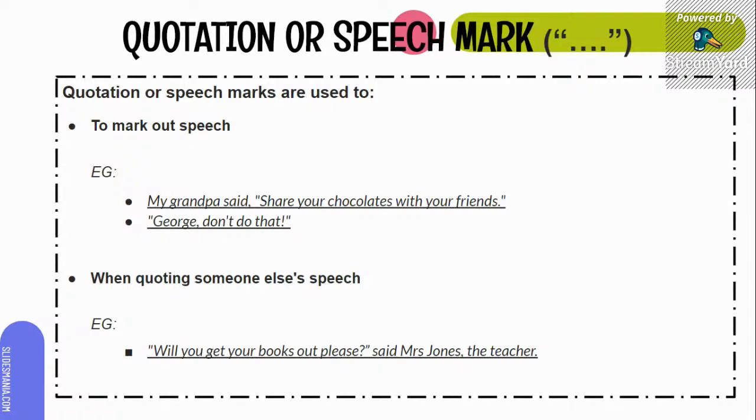The next condition will be when quoting someone's speech. When you wanted to mention who has said those words, then you will be using quotation marks. "Will you get your books out, please?" said Mrs. Jones, the teacher. So the difference between the first set of conditions and the second set is that the first doesn't necessarily tell you who said those words, but the second clearly tells you those words are from this particular person. For example, close the door.